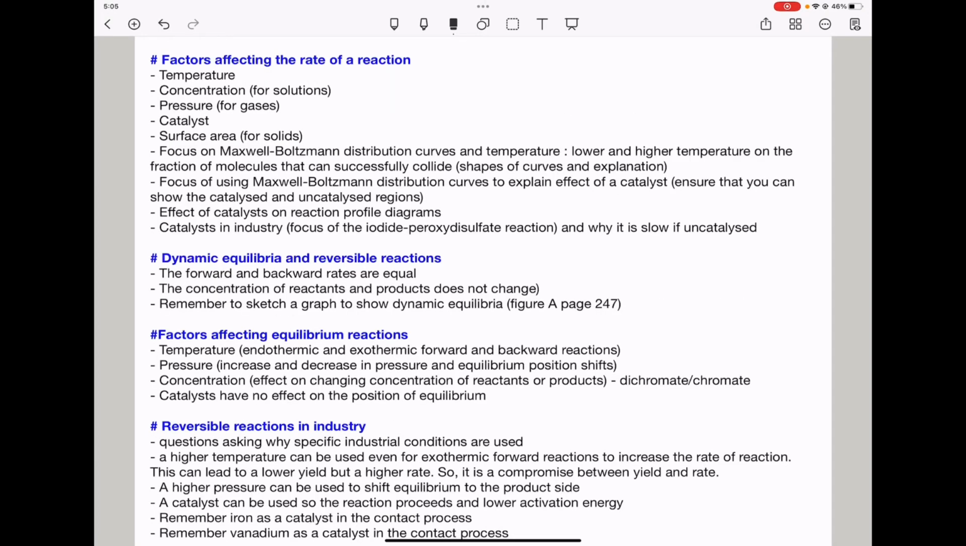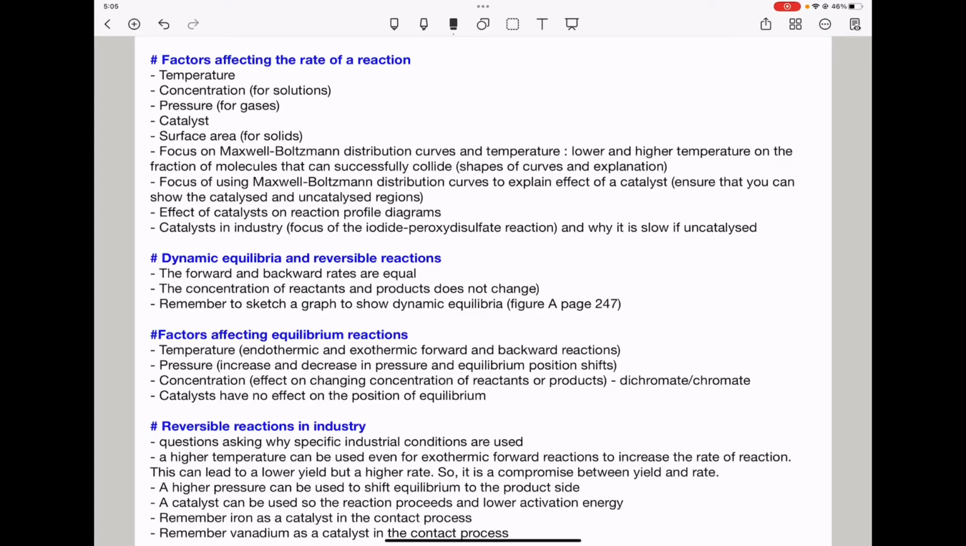Focus on using Maxwell-Boltzmann distribution curves to explain the effect of a catalyst. You need to ensure that you can show the catalyzed and the uncatalyzed regions. You need to know the effect of catalysts on reaction profile diagrams, as well as catalysts in industry.